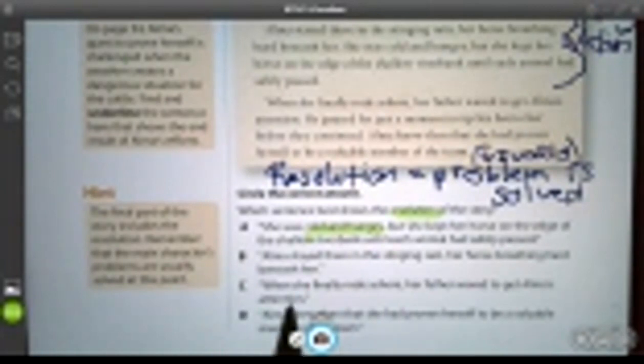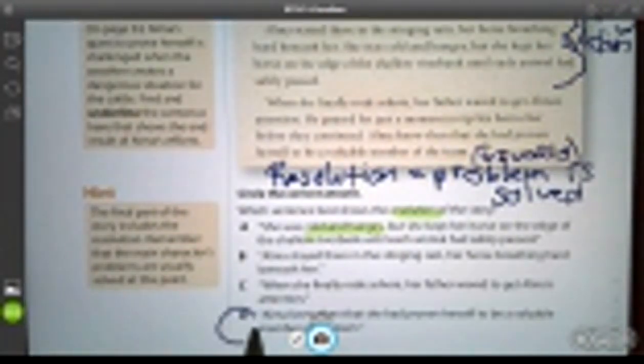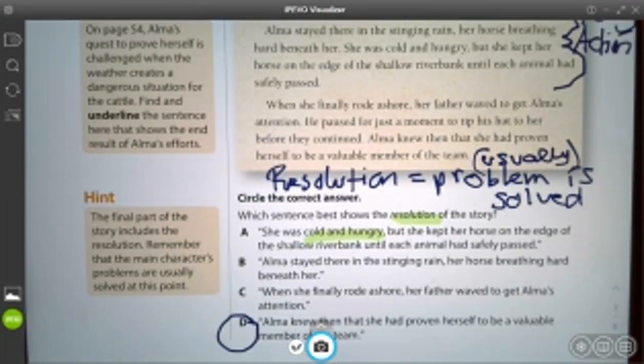Let's look at C. When she finally rode ashore, her father waved to get Alma's attention. Okay, well this is closer to the resolution, so maybe. Let's look at D. Alma knew then that she had proven herself to be a valuable member of the team. Okay, well D is our best answer, and the way that I know that is because I remember from the very beginning when she wanted to join in on the cattle drives, but her father felt that she wasn't ready.